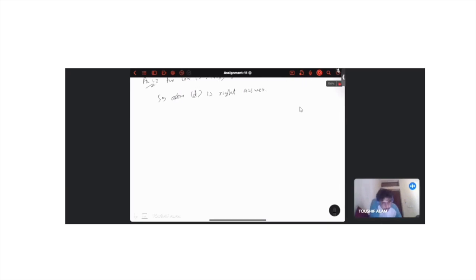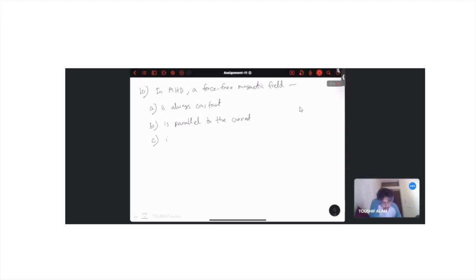So the last question is question number 10. In MHD, a force-free magnetic field is always constant. Option B is parallel to the current.